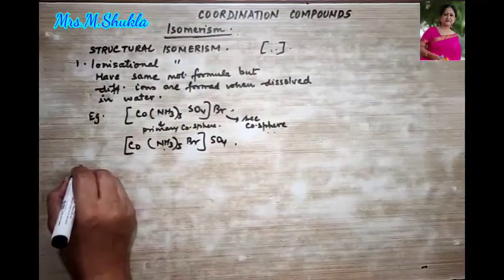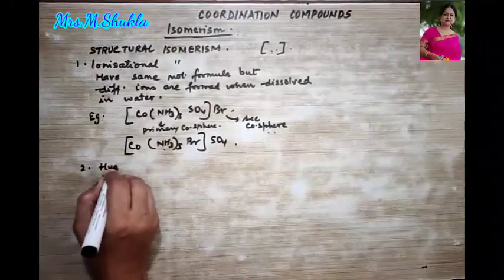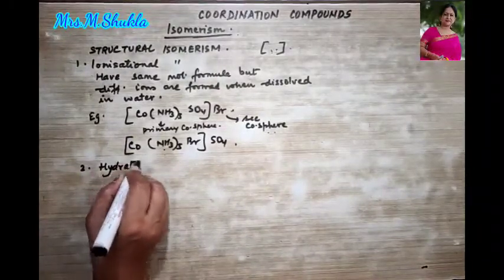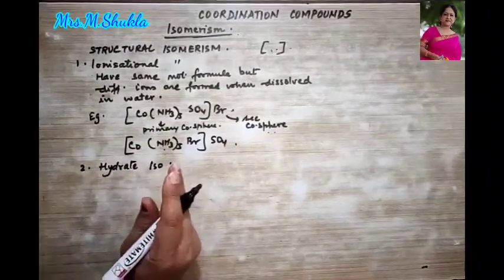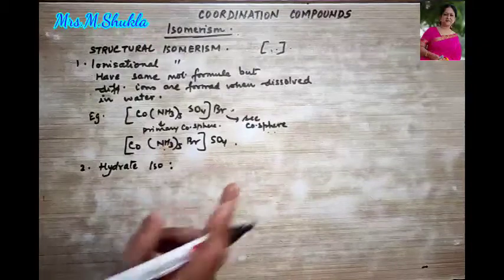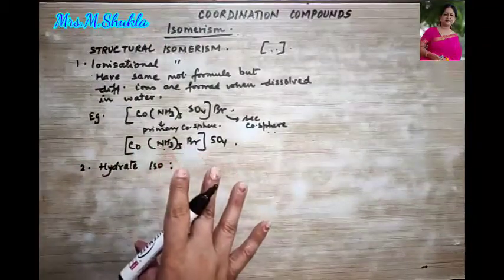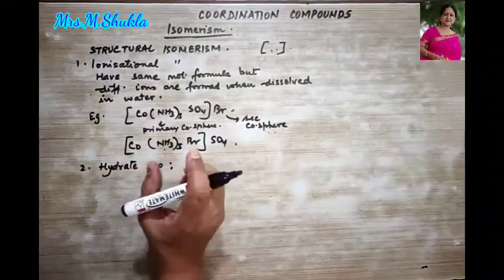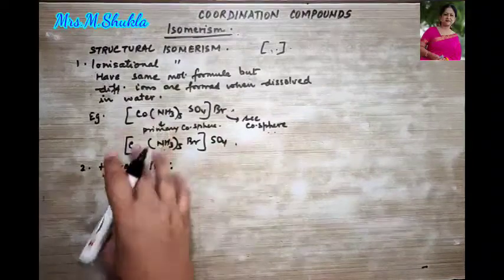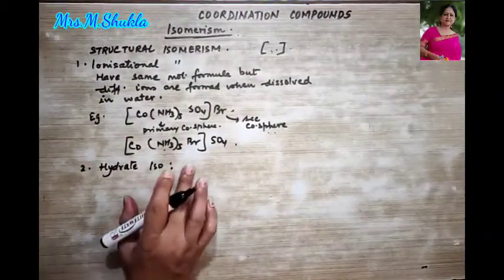Now we come to the second structural isomerism, that is the hydrate, okay. So what do we mean by this hydrate isomerism? When the compounds have same molecular formula, but when the coordination group is replaced by water molecule, that means they have different number of water molecules present inside and outside, then they show hydrate isomerism.